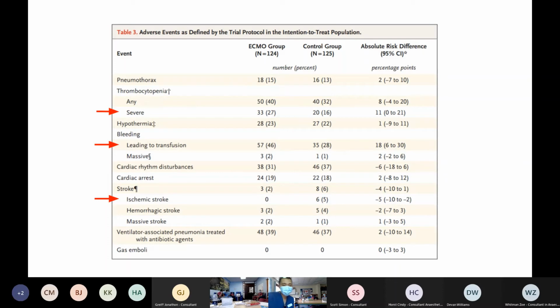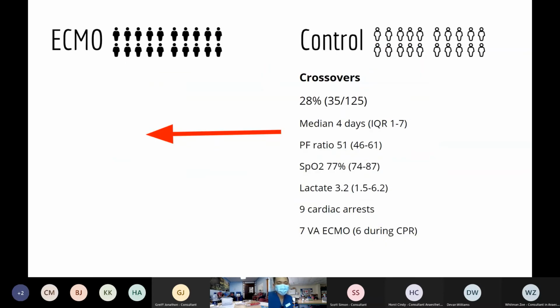Now, looking at adverse events from the EOLIA trial, the ECMO group had more significant thrombocytopenia. They had more bleeding leading to transfusion, but they had less ischemic stroke, which I thought was slightly surprising. I'm not really an ECMO expert, but that was a little bit surprising to me.